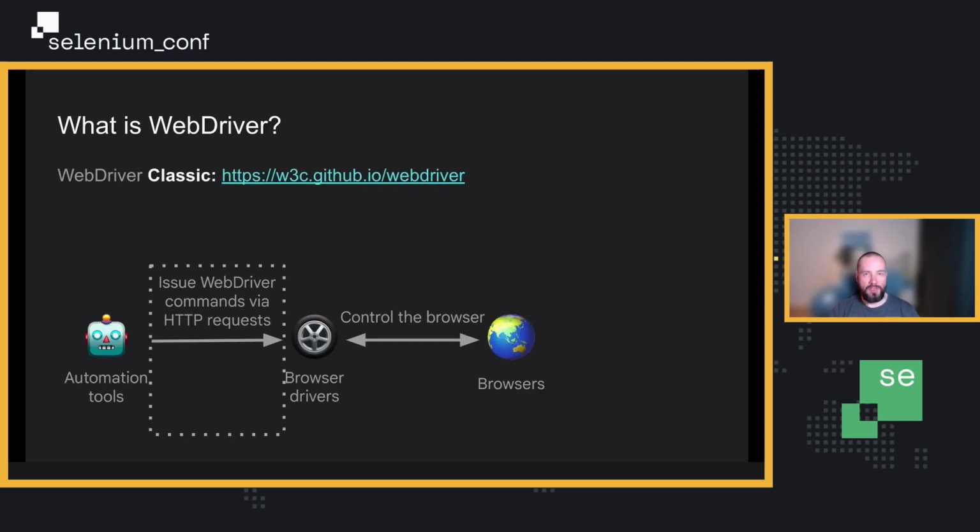When using WebDriver Classic, your automation tool translates your script into HTTP requests. Let's assume as an automation tool, you have your Selenium setup, and as the browser driver, you have ChromeDriver. So your automation tool communicates to the browser driver via HTTP requests, and that browser driver communicates to the browser via an internal browser-specific protocol. For example, in Chromium, it's the ChromeDriver protocol.